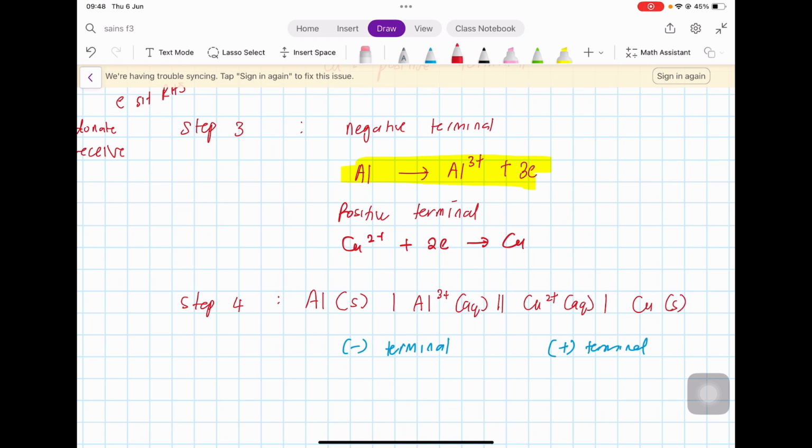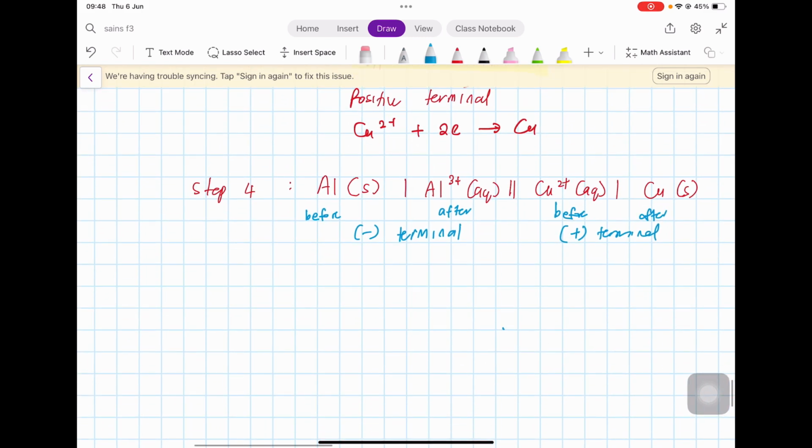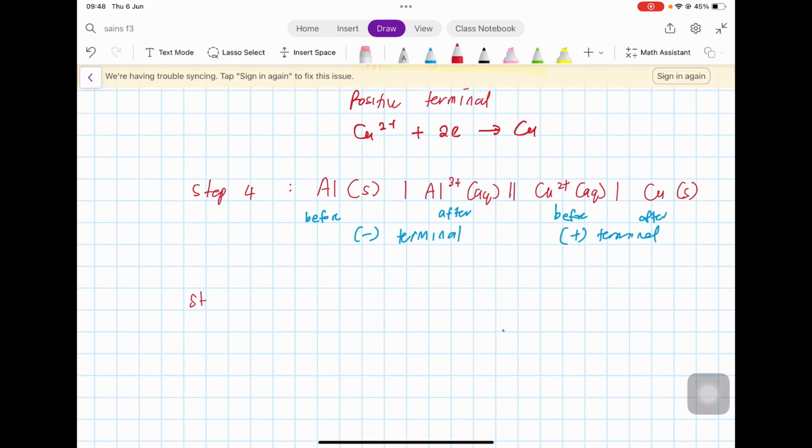Very easy. Okay, before and after. If you notice, this is what happens before, this is before, this is after. Very easy one. Okay, clear? Okay, how about step 5? Almost finished already.